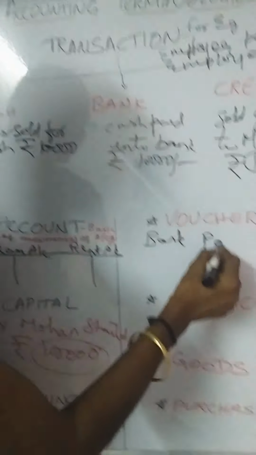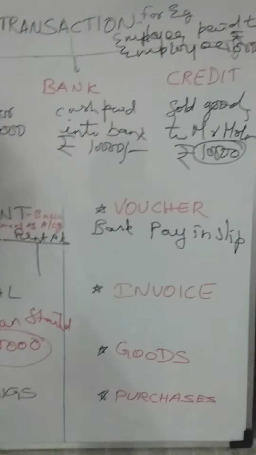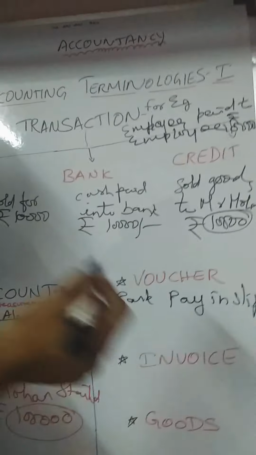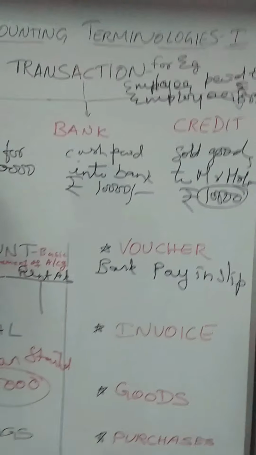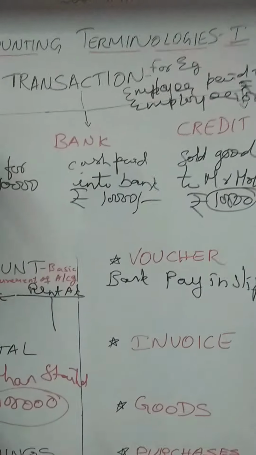Then next term we say is voucher. Voucher is in support of the business transactions. For example, bank pay-in slip. If a customer wants to pay cash into the bank, along with the cash or a check, he can use the pay-in slip. The banker will sign the pay-in slip and the counterfoil will be given back to the customer.